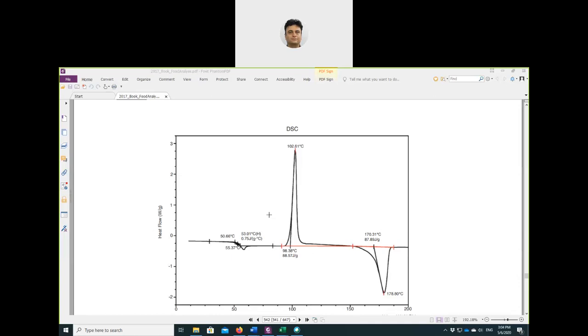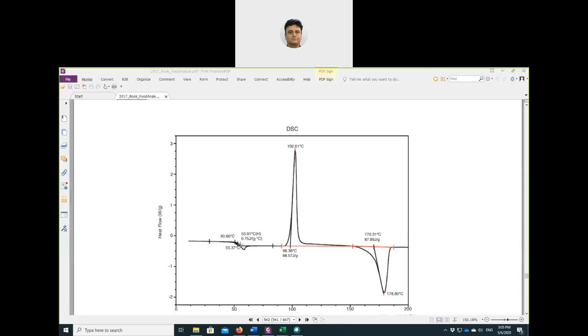So how can we measure and detect by DSC? This is a pattern of a DSC. I will share this chapter, this book chapter. It's a free book chapter about some food analysis. I will upload it in the e-learning system. You can check this chapter about DSC.